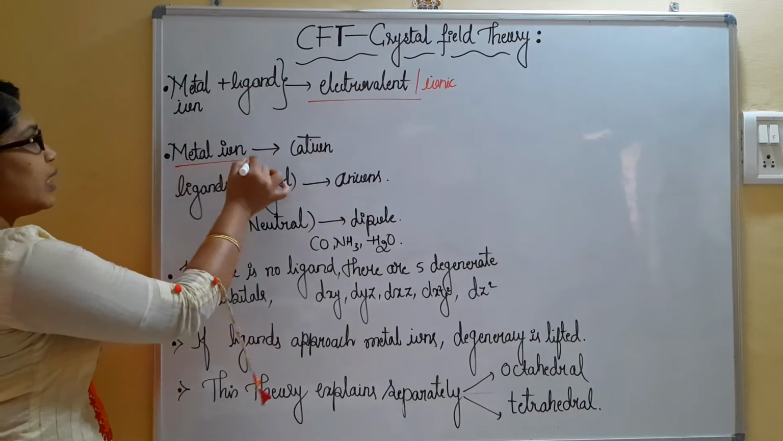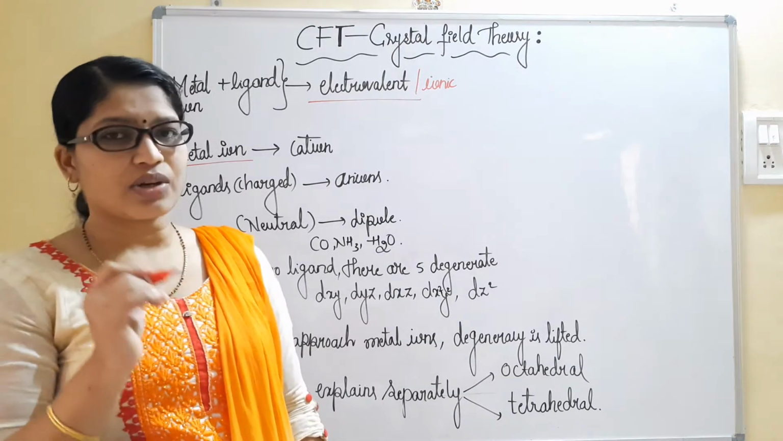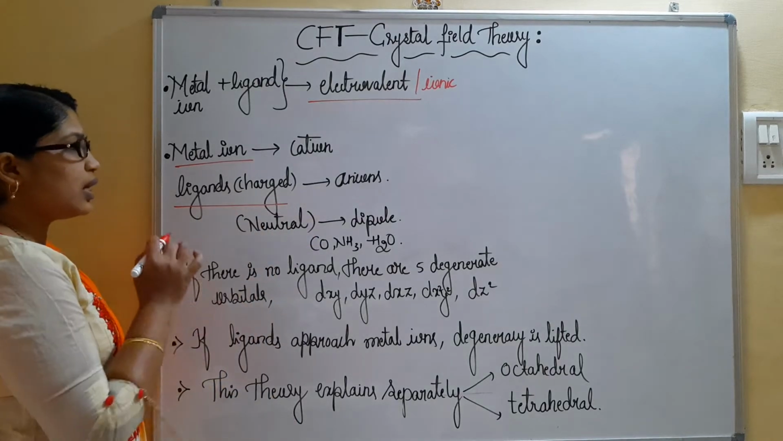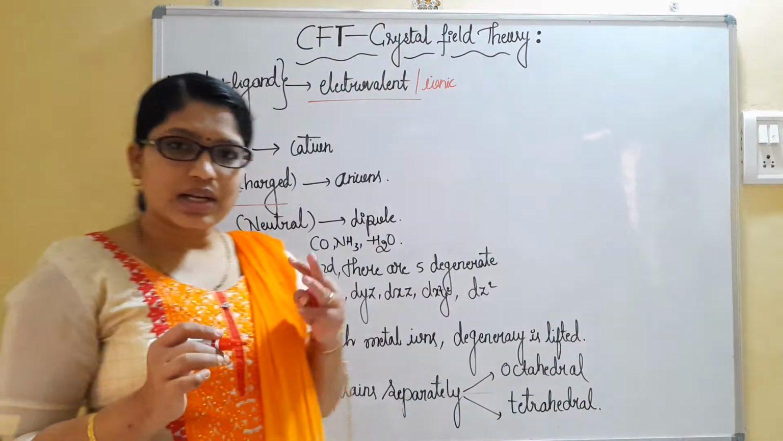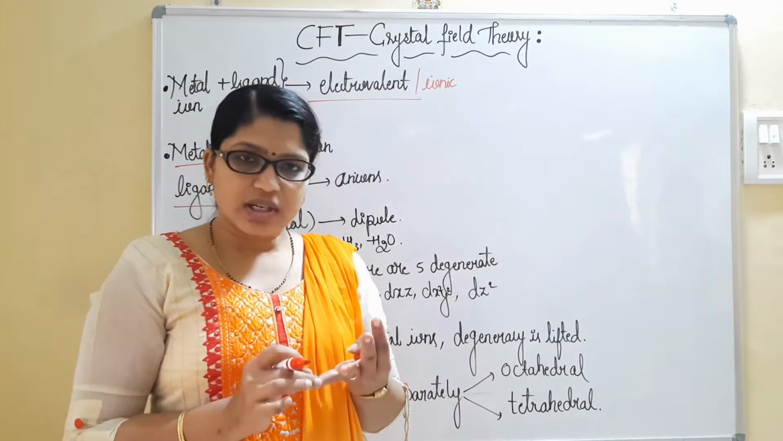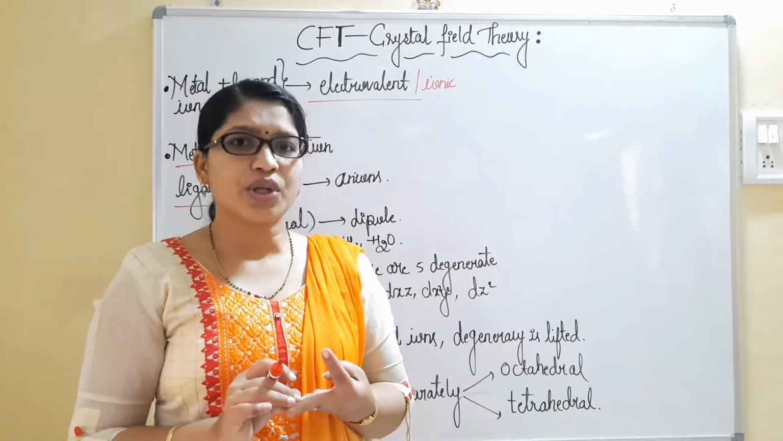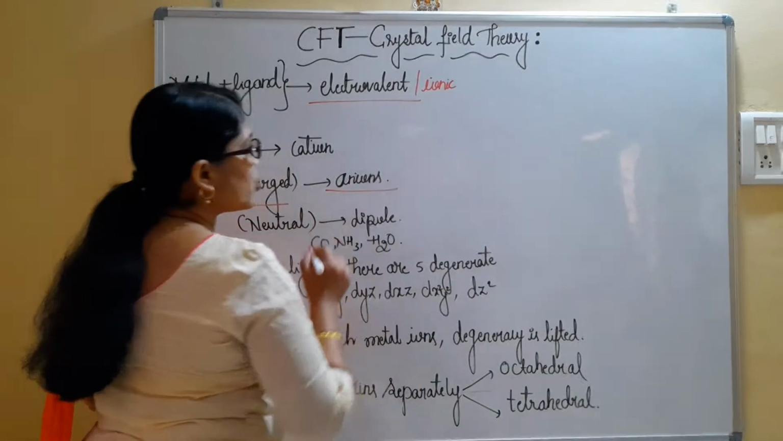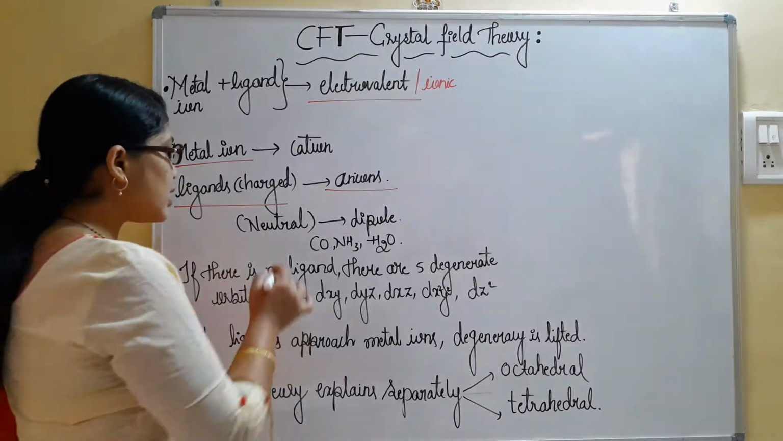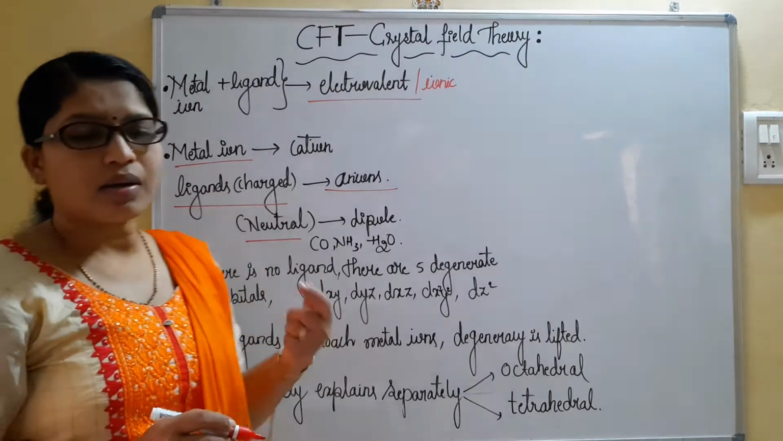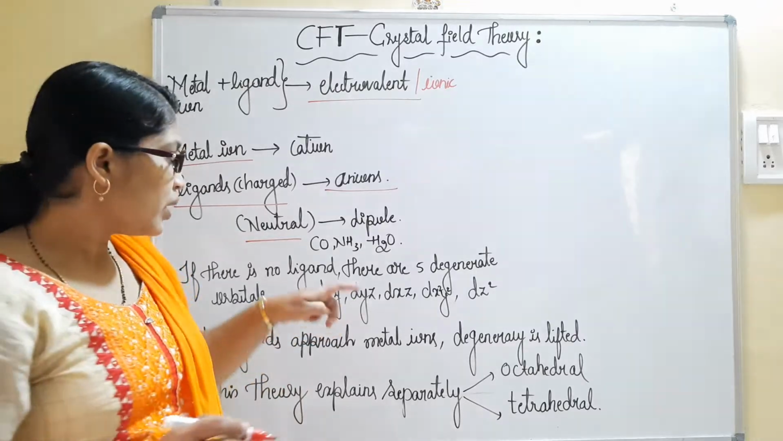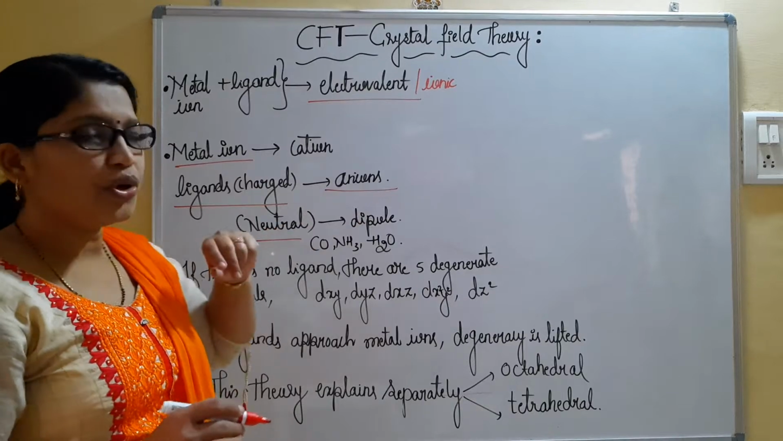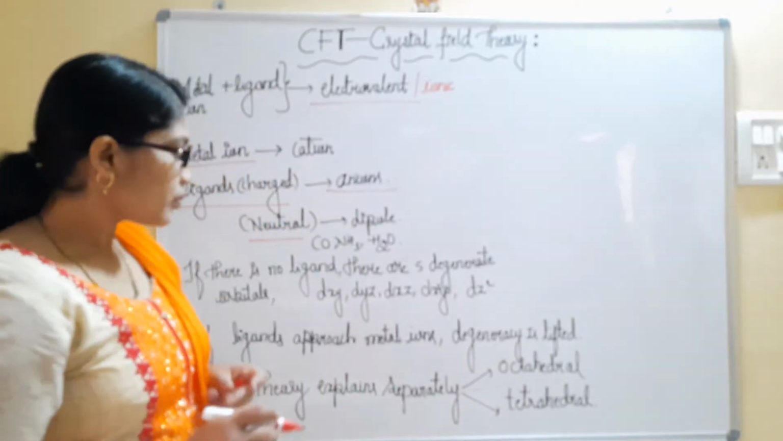Next, see here, the metal ions are generally cations. They will have a positive charge. Like that, ligands are also present. Ligands are said to be charged. We know that there are three types of ligands: positively charged, negatively charged, as well as neutral ligands, right? So when you consider ligands, they are supposed to be called anions, and there are certain neutral ligands also. They are explained based on dipole nature, and the neutral ligands are CO, NH3, H2O. Such ligands are explained with the term dipole, right?